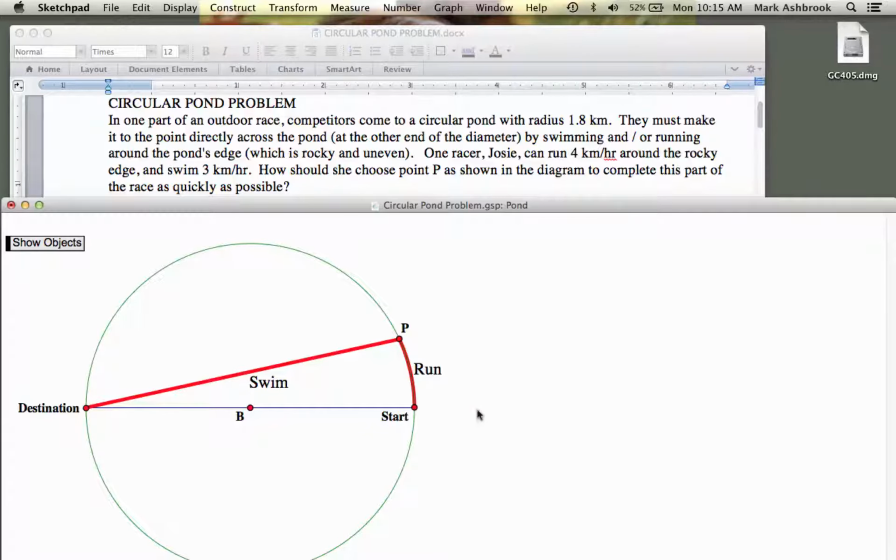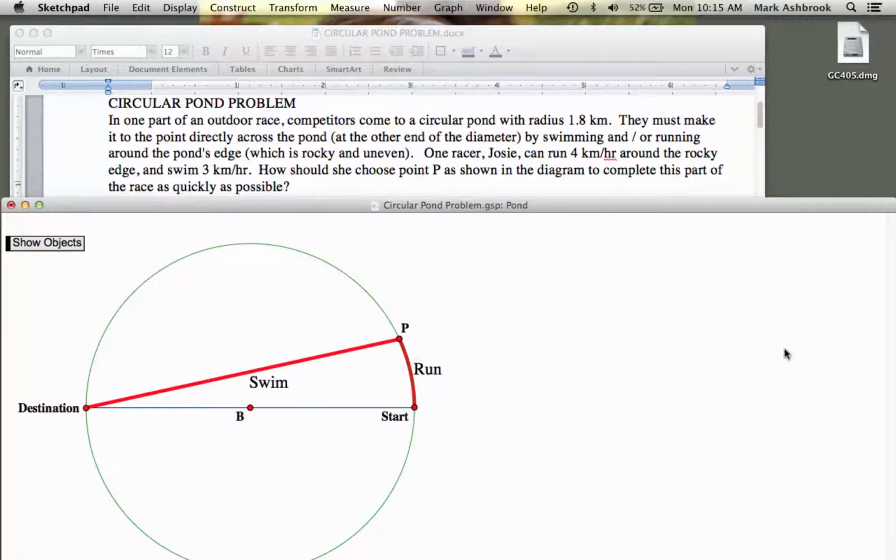So here's where the racers come to here. They need to make it to this point by swimming and or running around the pond's edge, which is rocky and uneven. One racer, Josie, can run 4 kilometers per hour around the edge on the rocks, and she can swim 3 kilometers per hour. How should she choose point P, as shown in the diagram, to complete this part of the race as quickly as possible?